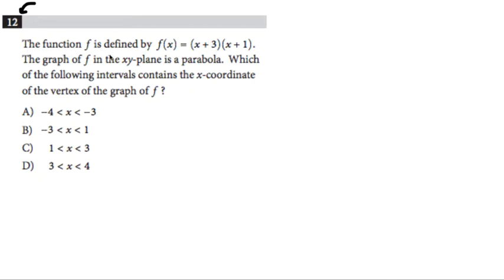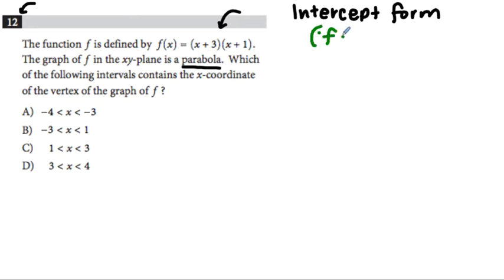And it says the function is defined by f of x equals x plus 3 times x plus 1. The graph in the xy plane is a parabola. So we know it's a quadratic. I also like to see that this is in intercept form. So this might be a good time to review the equivalent forms video I made on quadratics. Intercept form, I sometimes call it factored form. Factored form.